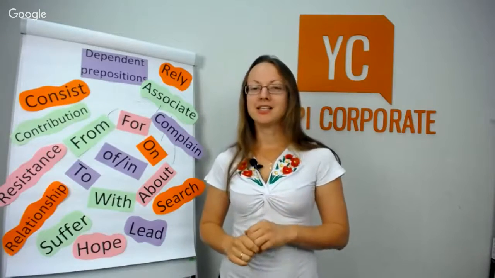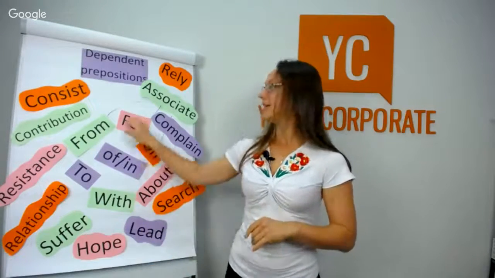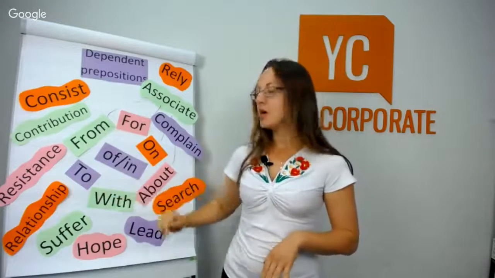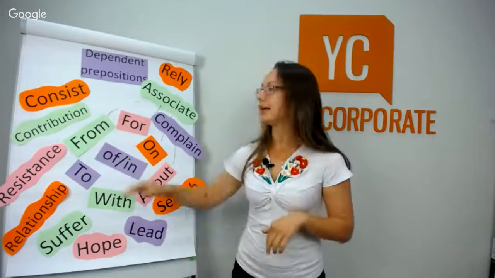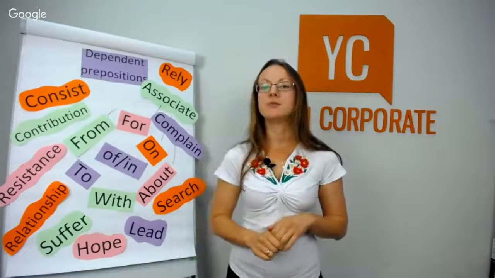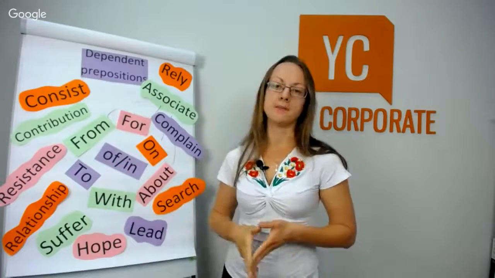And your task is to write down some of the verbs that can be followed by these prepositions, by, from, for, on, about, with, to, or one word like consist that can be followed by more than one preposition, and their meaning. So consist of, the meaning, and consist in, the meaning.